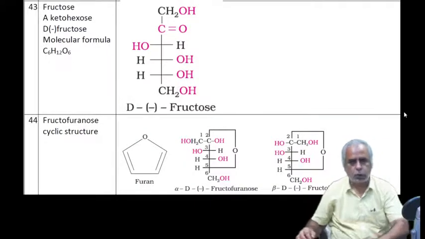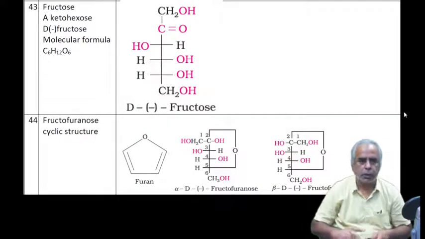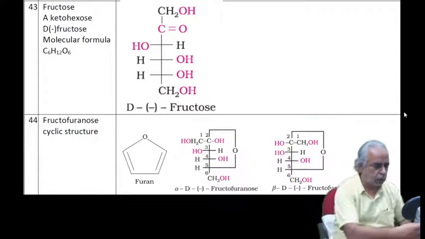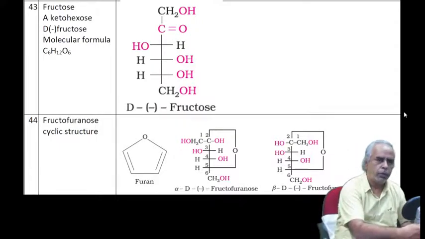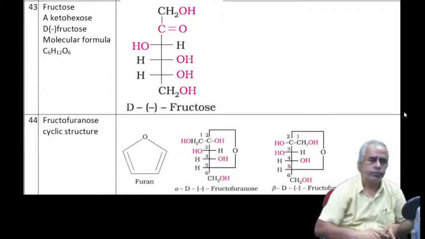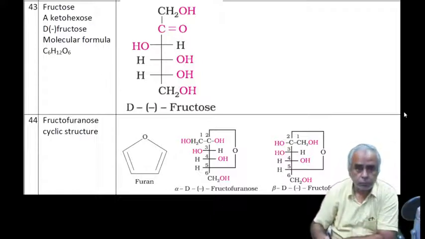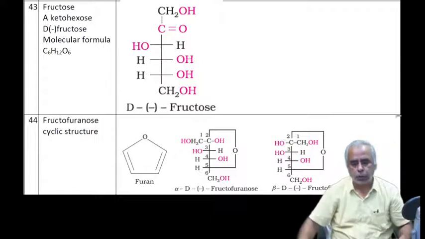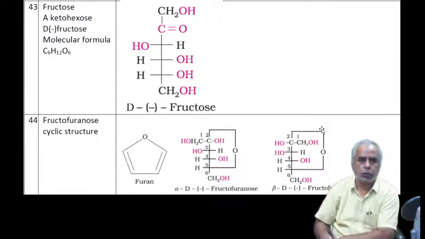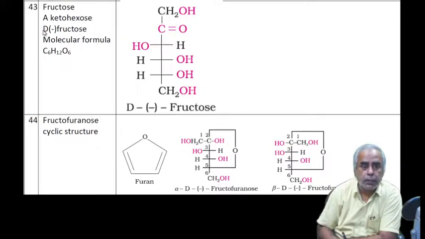Now let us move to the third part of biomolecules. Here we are discussing fructose. Fructose is a ketohexose and it has the minus optical activity, that is levorotatory, and that is why it is represented as D minus fructose.